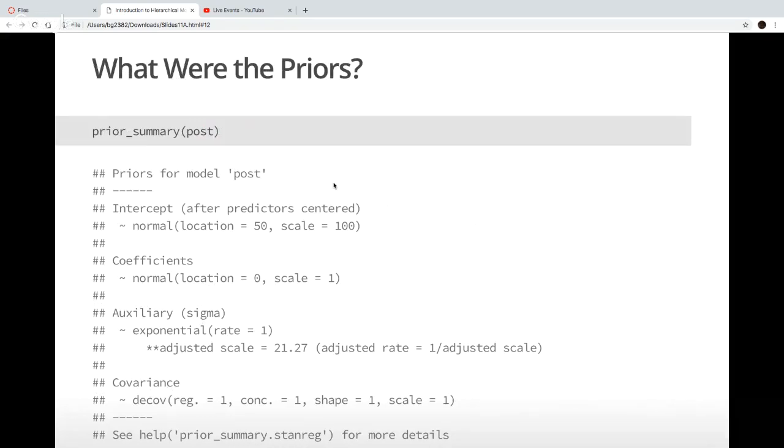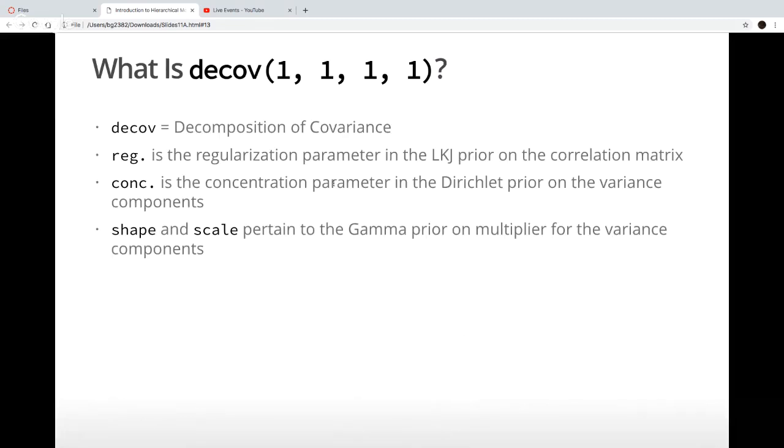So you might ask yourself, okay, we did that, it seemed pretty easy, but what were the priors? If you call prior summary, it will tell you a little bit about that. All of this should be familiar, except for the covariance part, which I'll explain next, which is the prior on this bivariate normal deviation from one person to the next from people as a whole in this multi-level model.